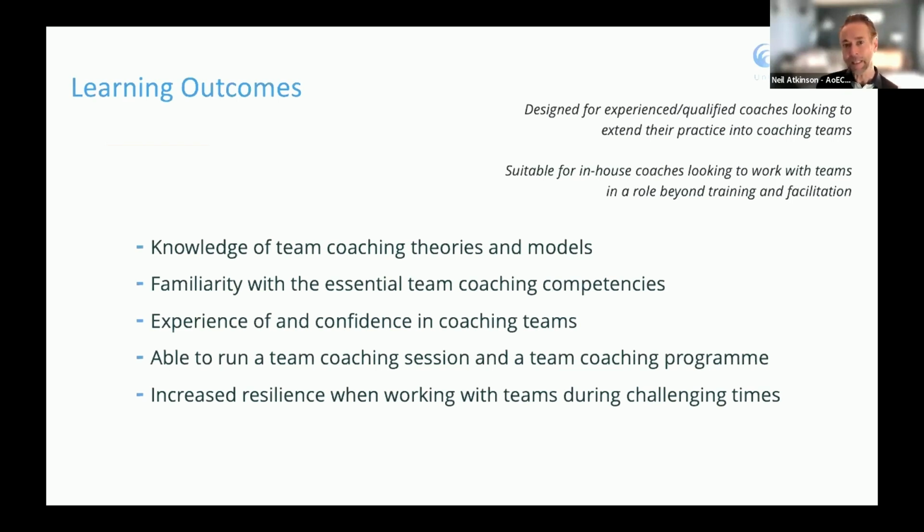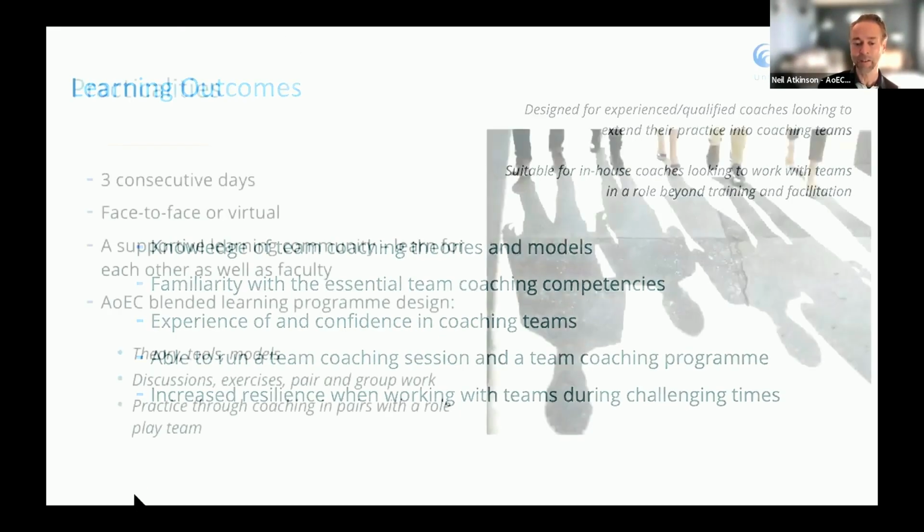But also really, we're looking here at your resilience as a coach when you're working with teams. Because we know there are lots of stresses and complexities to one-to-one coaching. And really, those are only magnified when we start coaching teams. And lots of interesting things can be happening with the dynamic or with teams when they're under pressure. So we look at how can you as a coach remain centered and grounded when you're working with teams at challenging times.